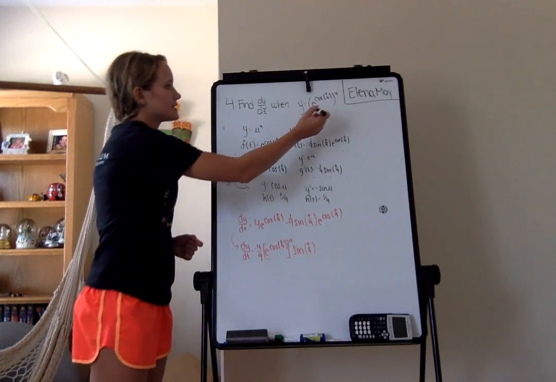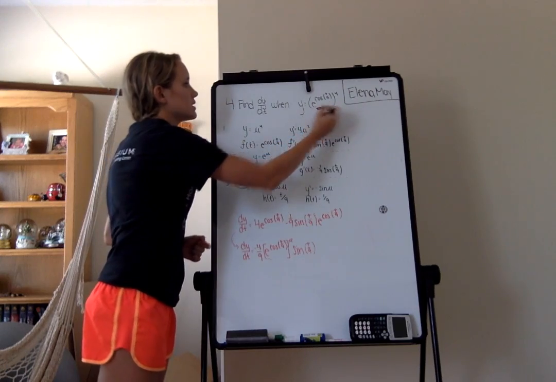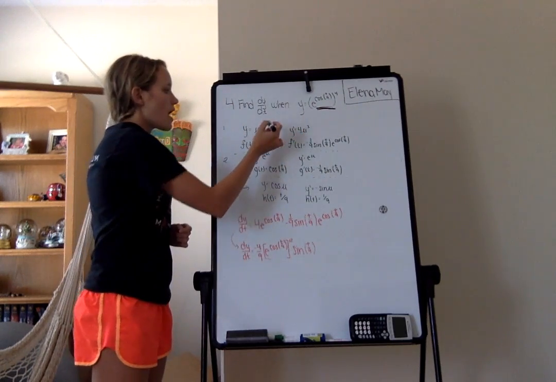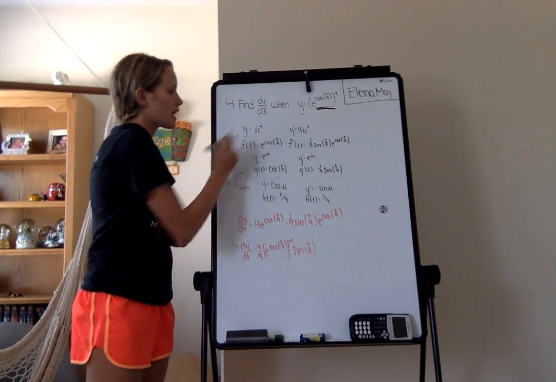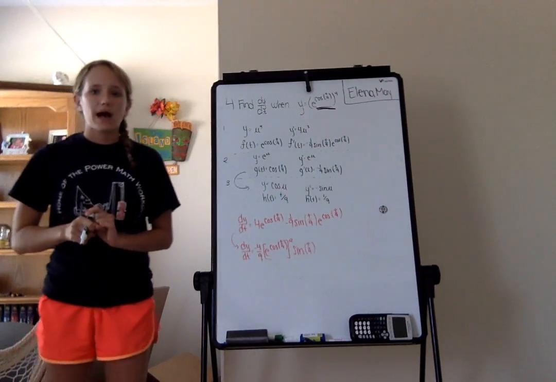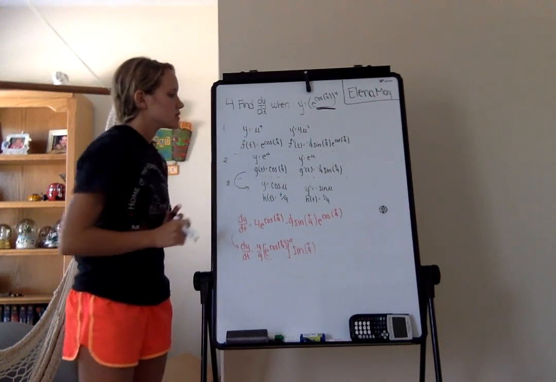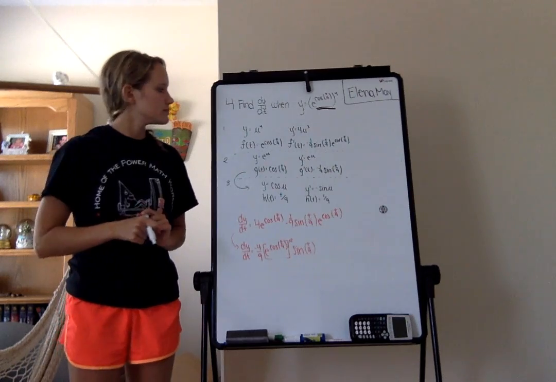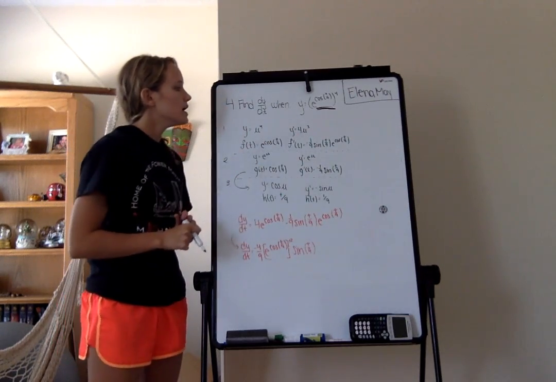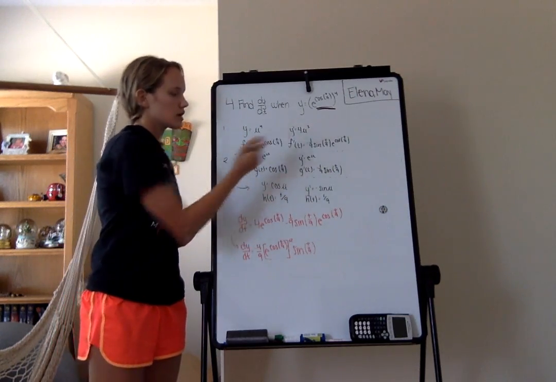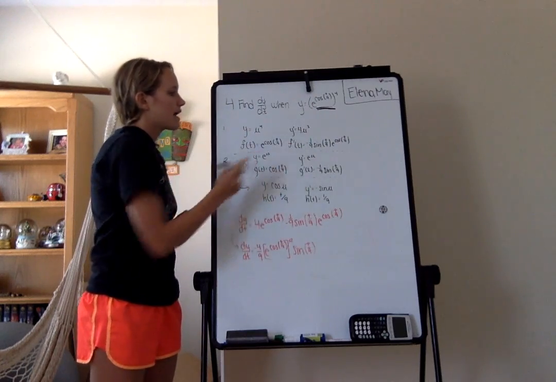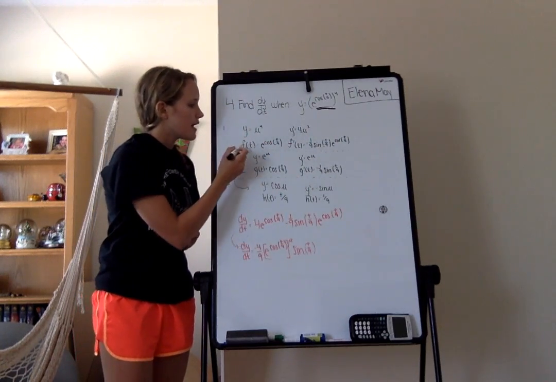So, I've decided to take all this, e^(cosine(t/9)), and make it u. So y equals u to the 4th power. And then f of t equals e^(cosine(t/9)). Y prime is 4u cubed. And what we want to find is the derivative of f of t.